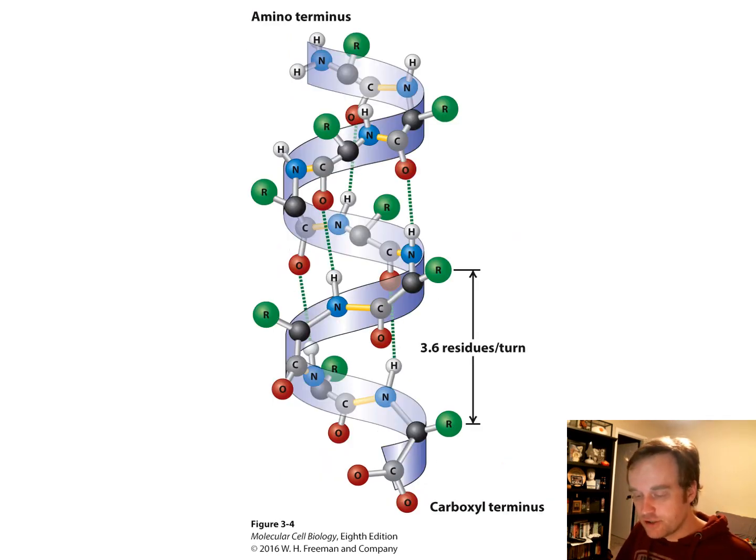So let's take a closer look at alpha helices here. This is a very common secondary structure in proteins, and it's a very stable arrangement of polypeptides that are held together by these hydrogen bonds that form between hydrogens and oxygens on the backbone of this amino acid sequence. And as you can see here, the R groups are all facing outward.